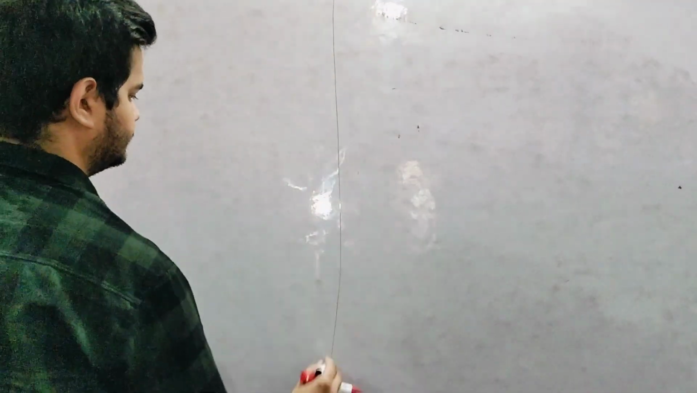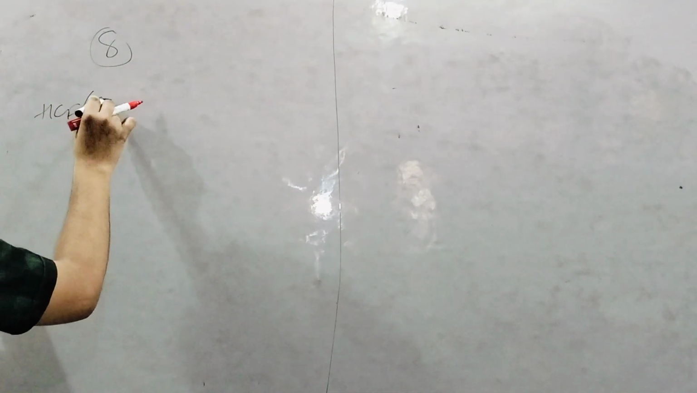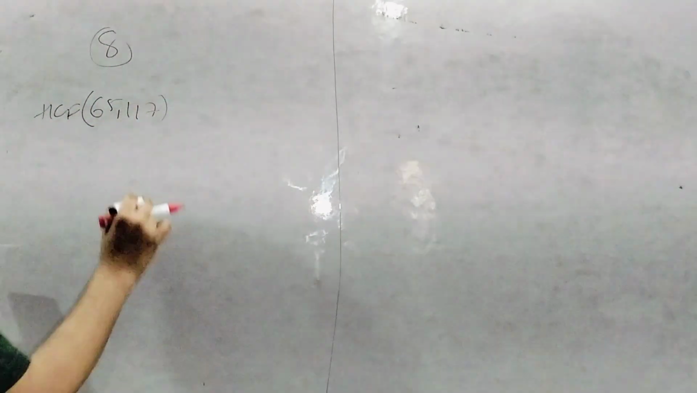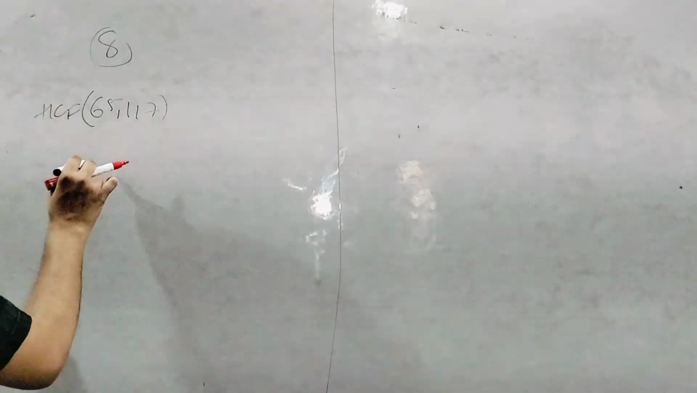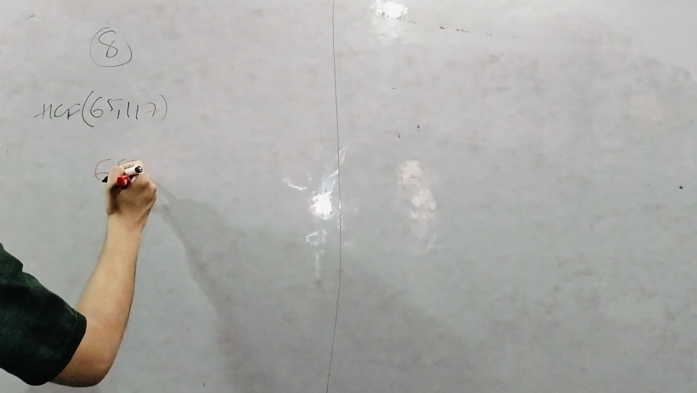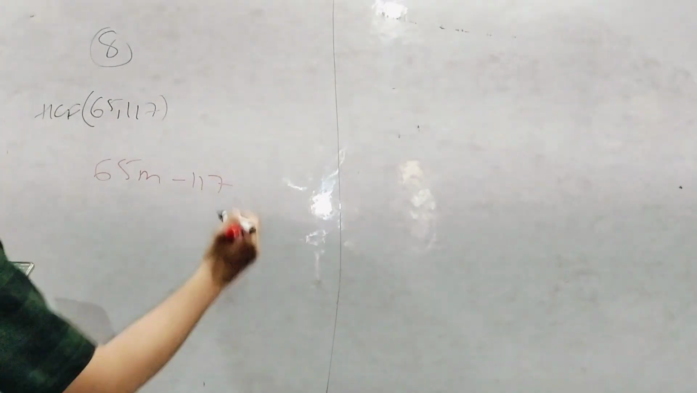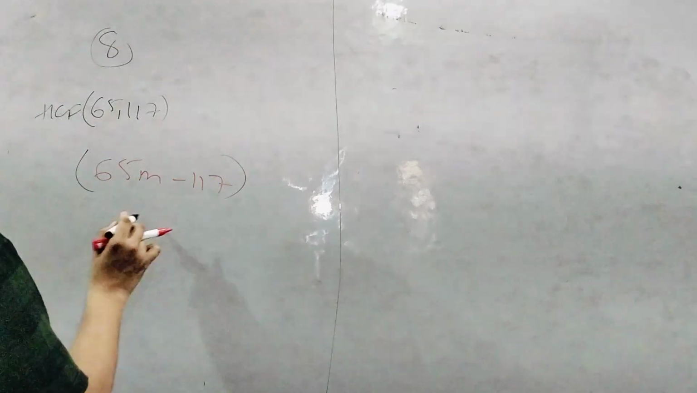Moving forward, the eighth question is: if the HCF of 65 and 117 is expressible in the form of 65m minus 117, then what's the value of m?